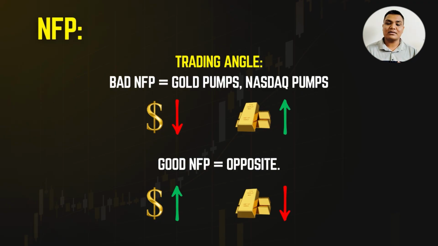Same vice versa: if it is a good NFP, opposite to a bad NFP, we are going to see some pullbacks, or we can say a drop in gold and Nasdaq.